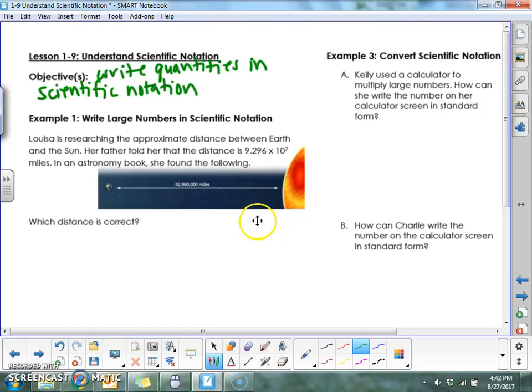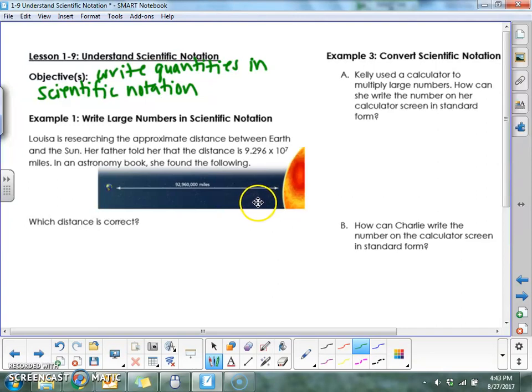All right, lesson 1-9 was over understanding scientific notation. So the objective for today is to be able to write quantities in scientific notation and then convert numbers that are in scientific notation back into standard form. So we're going to start with very large numbers and we're going to change them into scientific notation.